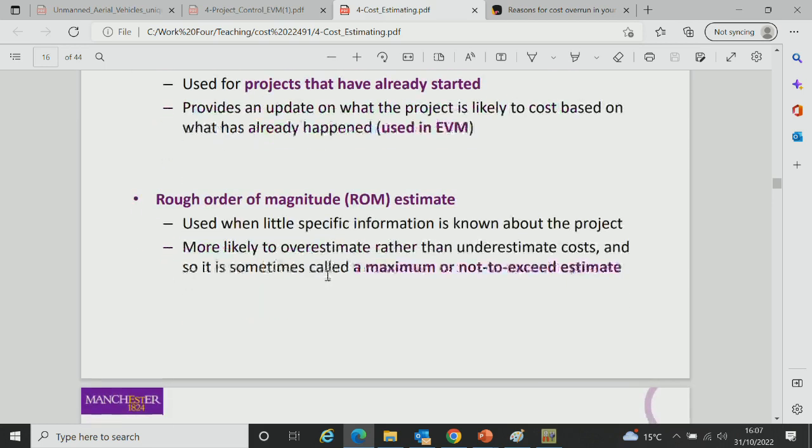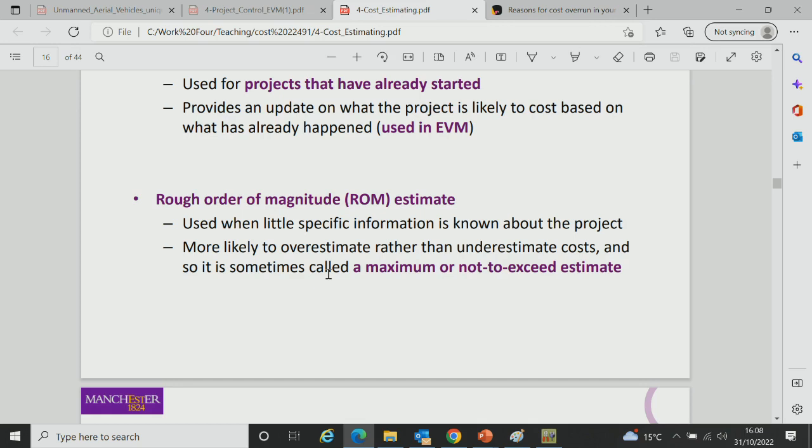The ROM estimate is your ballpark estimate and is usually based on a size driver. So if you were estimating the cost of HS2, you'd be interested in how much track was going to be laid, how much electrified track was going to be laid, for example, anything related to the size of the project in terms of what it does. If you're estimating the cost of the A380, how many passengers it carries, what its wingspan is. If you're estimating the cost of a stadium, how many people is the stadium going to hold?